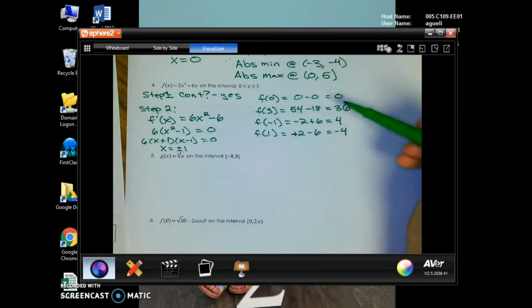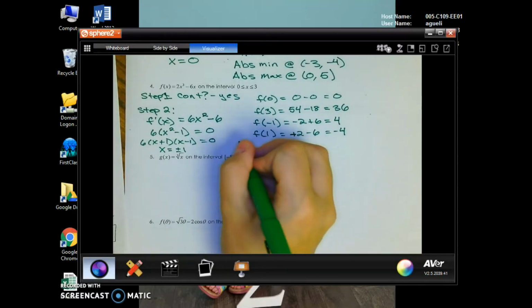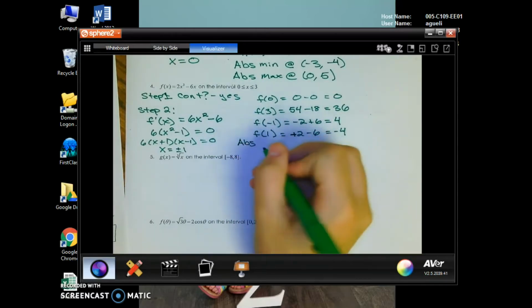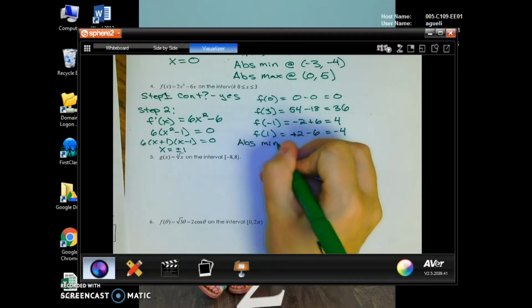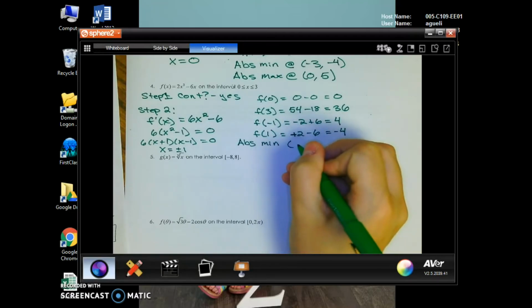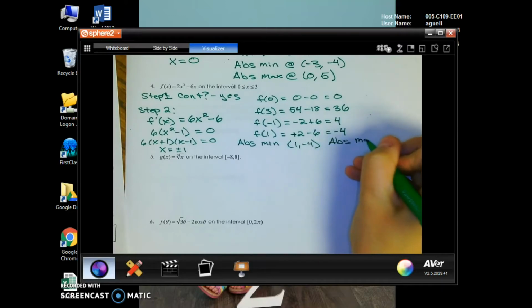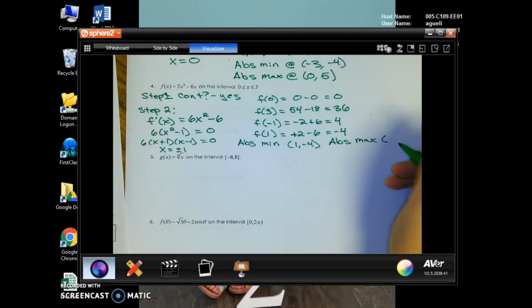Okay, so then I look at these, and I say, okay, what's the lowest, and what is the highest? Those are going to be my absolute extrema, also known as the maximum and minimum. So I can conclude that I have an absolute max over this interval, and an absolute min over this interval. So the minimum was that negative 4, right? So we've got 1, negative 4. And the absolute maximum, the largest, was that 36, so the point would be 3, 36 then. Okay.